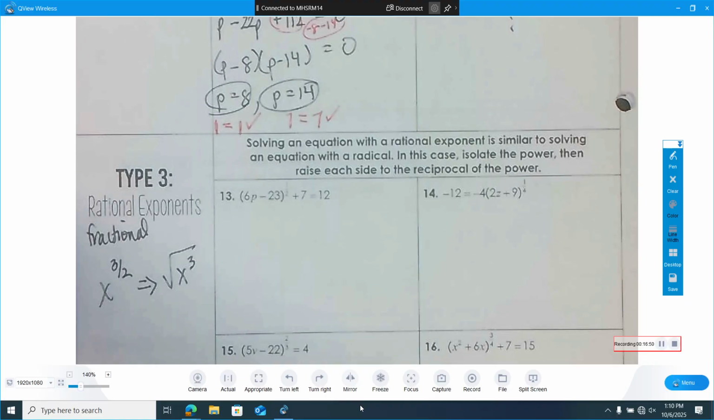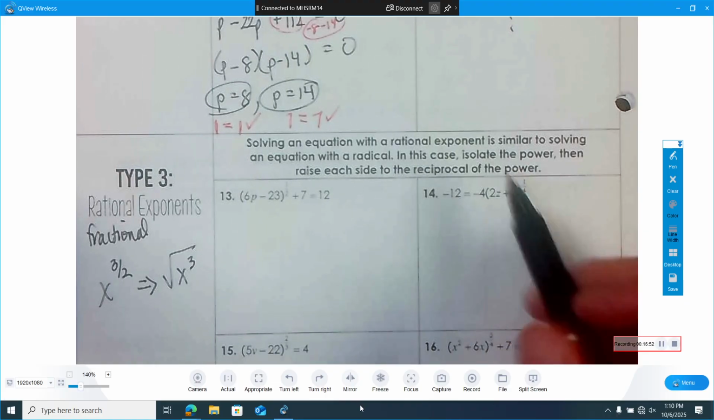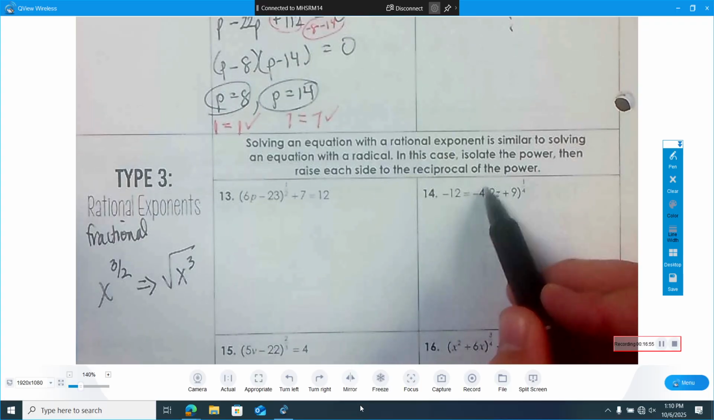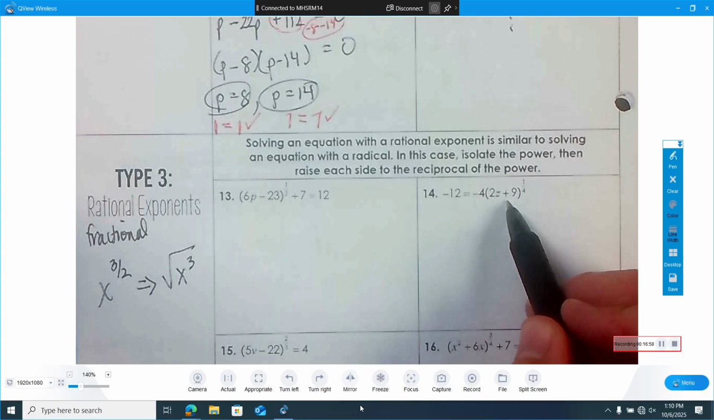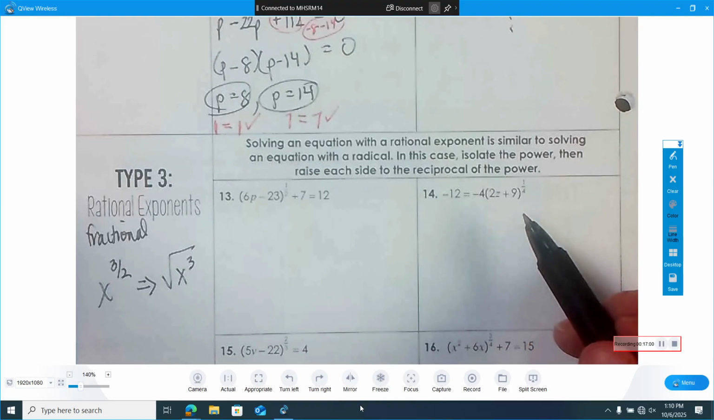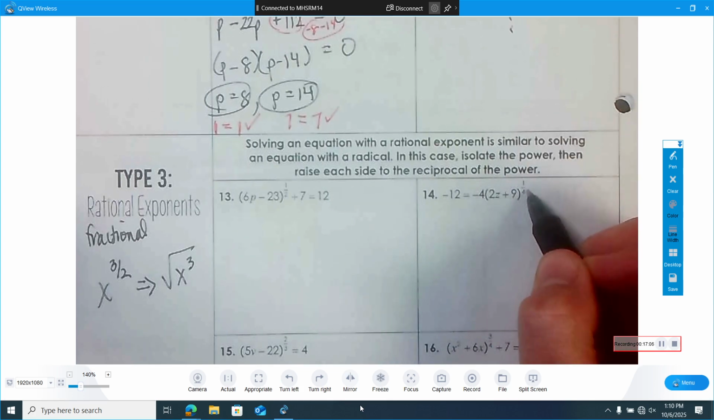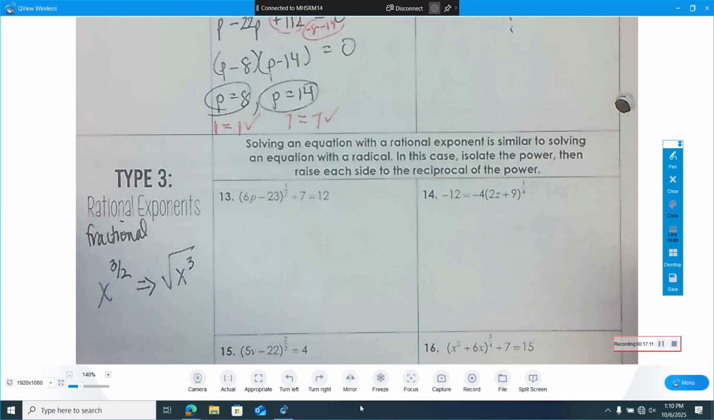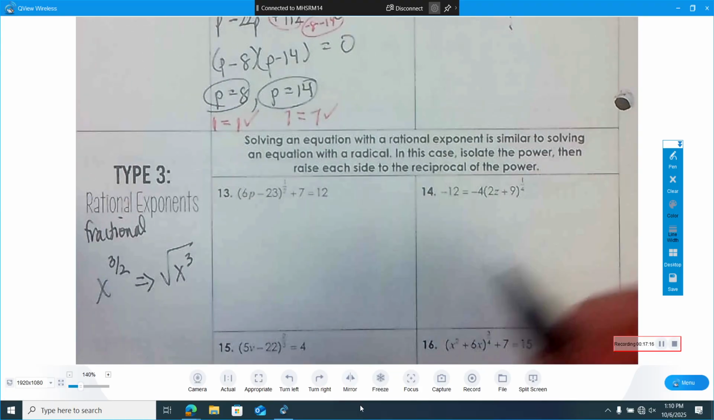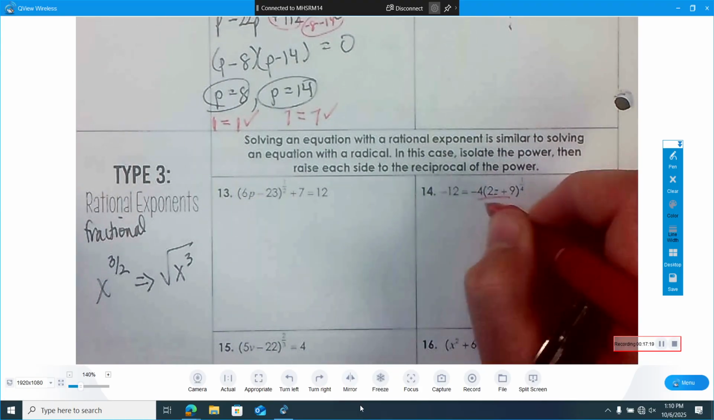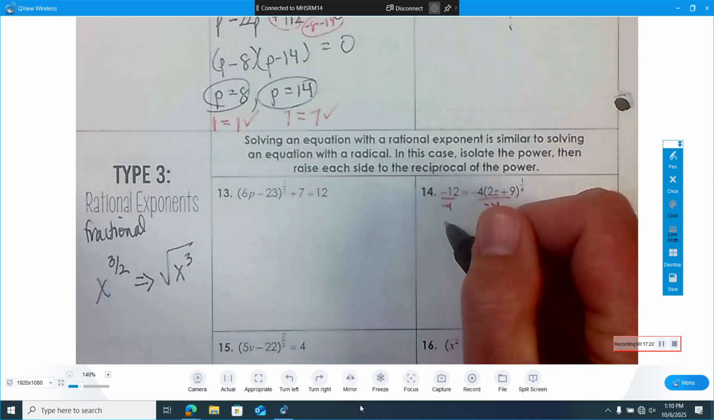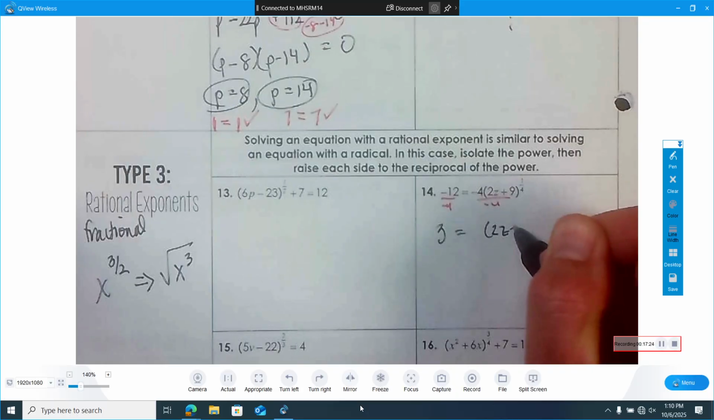So we're going to look at number 14. The idea is pretty much the same. We want to isolate whatever that power is affecting, and then we can find the inverse to cancel it out. So here, right now, 1/4 is really a 4th root. So that 2z plus 9 is really under a radical. What do we need to get rid of? The -4. How do we get rid of the -4? Divide by -4. So we get a 3 is equal to 2z plus 9 to the 1/4 power.